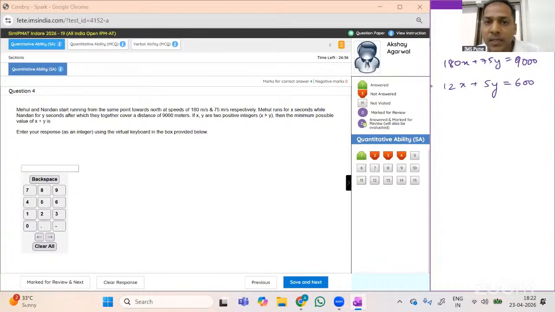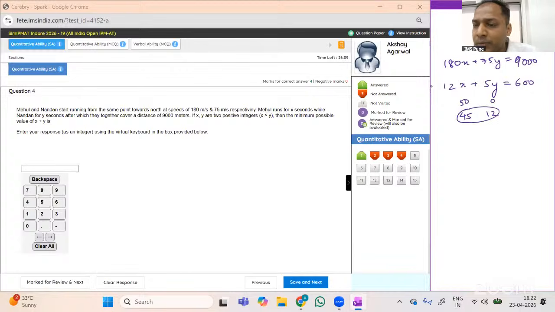12x plus 5y is 600. And now the question was, x and y are 2 positive integers, x is greater than y, then the minimum possible value of x plus y. So this is a special equation. X could be 50 and y could be 0, or x could reduce by 5, y could increase by 12. So basically x could be 45, y could be 12.